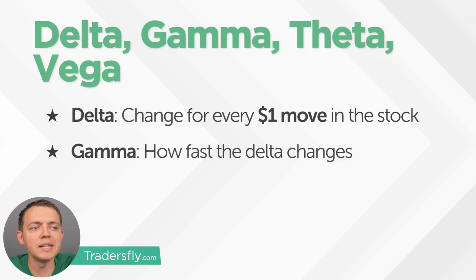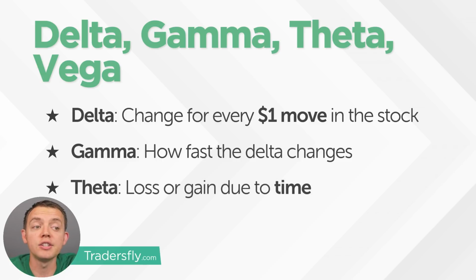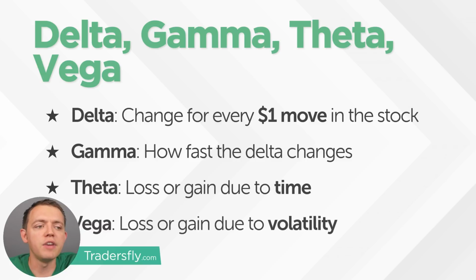If you look at Gamma, it's how fast the delta changes. Gamma is related to your delta. How fast is that delta going to change? Your Theta is your loss or gain regarding your time. How much are you losing or gaining on a day-to-day basis, which is basically your time problem that you have with options. And Vega is your loss or gain due to volatility.